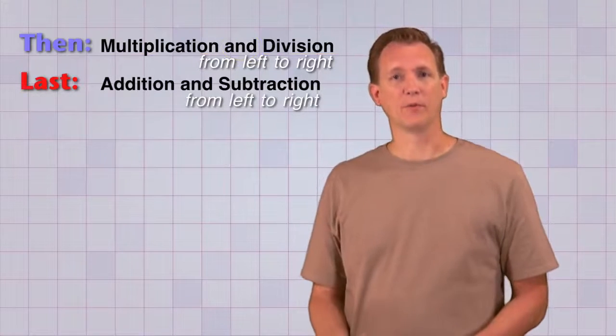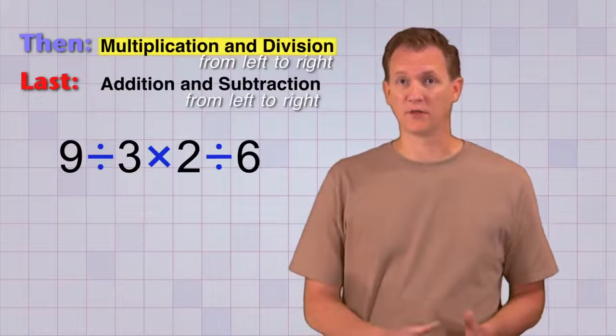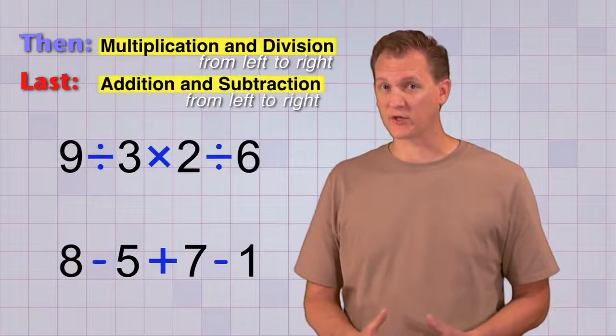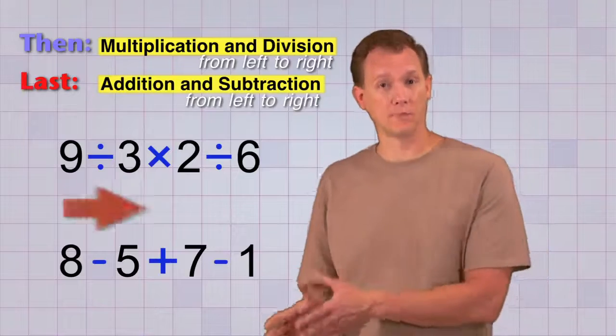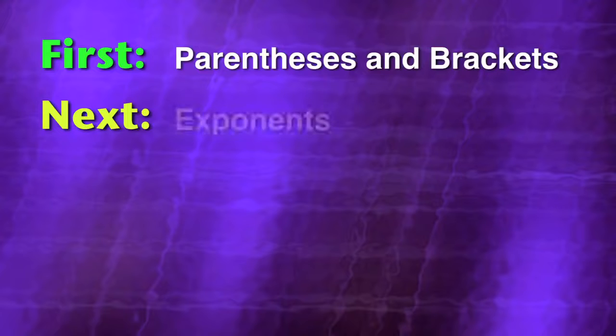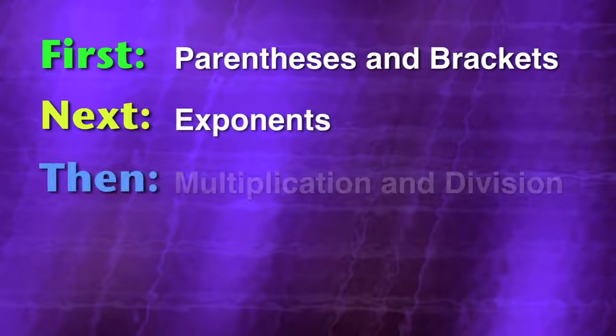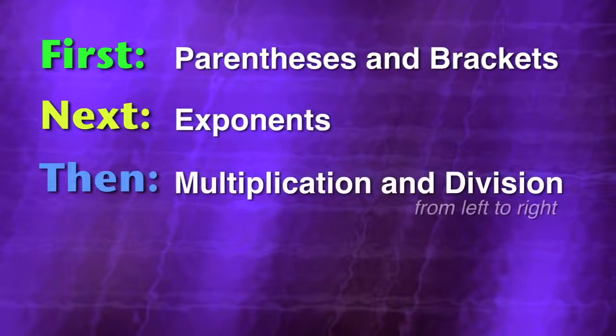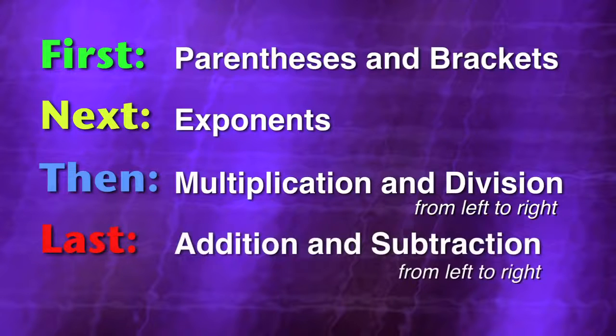So whenever you have a problem that has a mixture of multiplication and division, or a mixture of addition and subtraction, you know to do the operations in order from left to right. All right, we're just about done, but let's have one more look at all 4 of our rules before you start practicing with the exercises. The order of operations rules say, first, do operations in parentheses and brackets. Next, do exponents. Then, do multiplication and division from left to right. Last, do addition and subtraction from left to right.